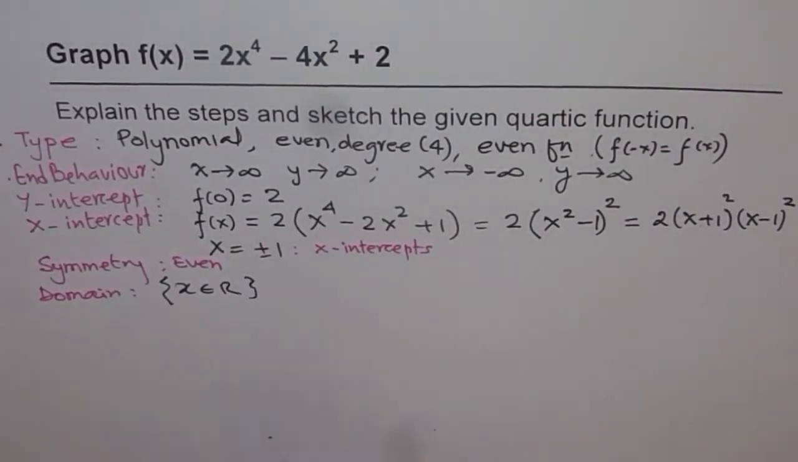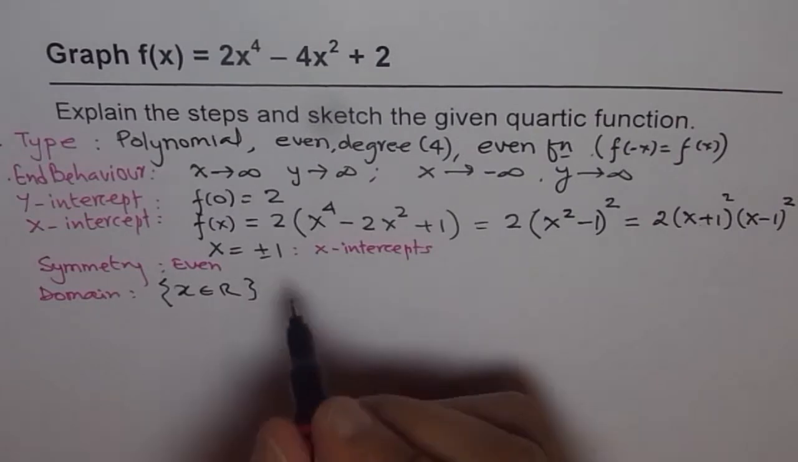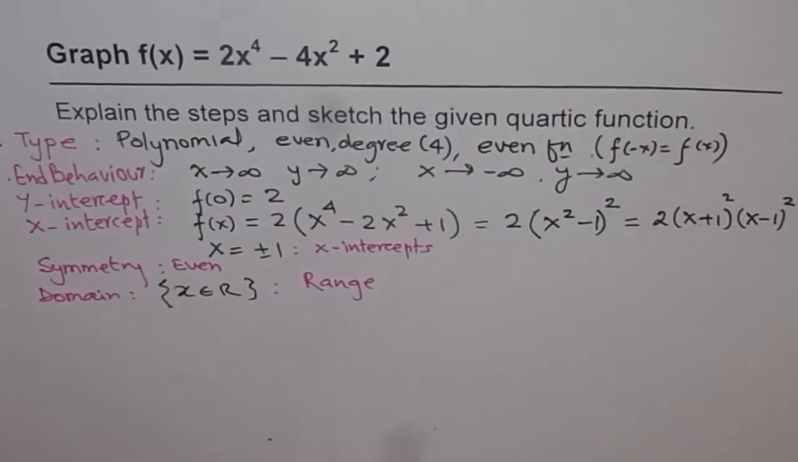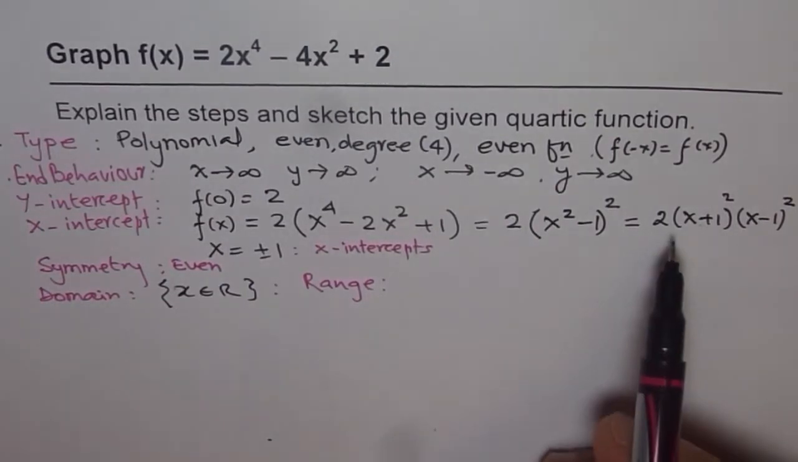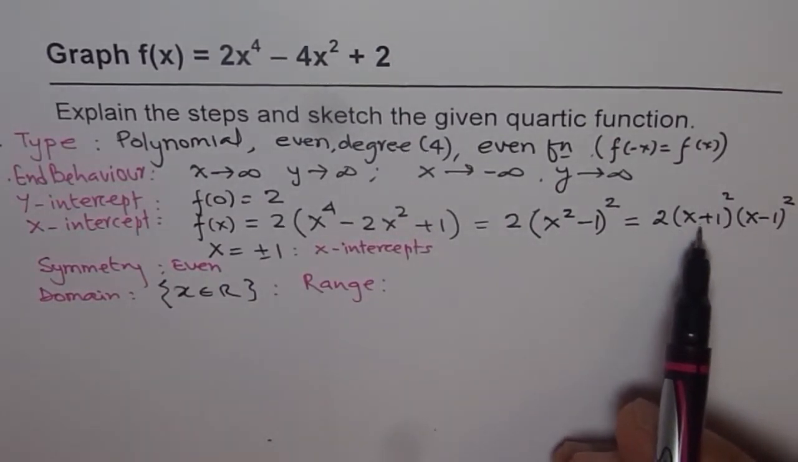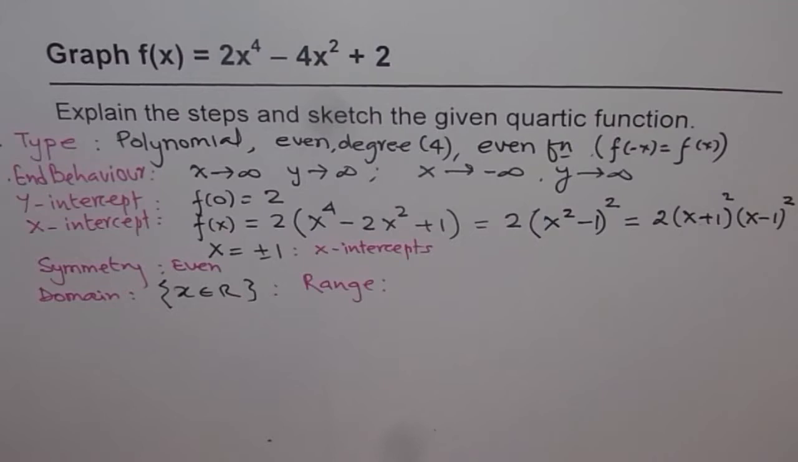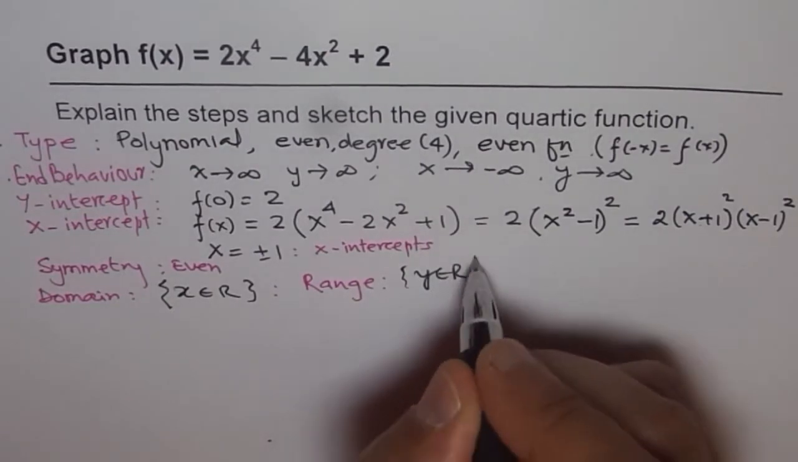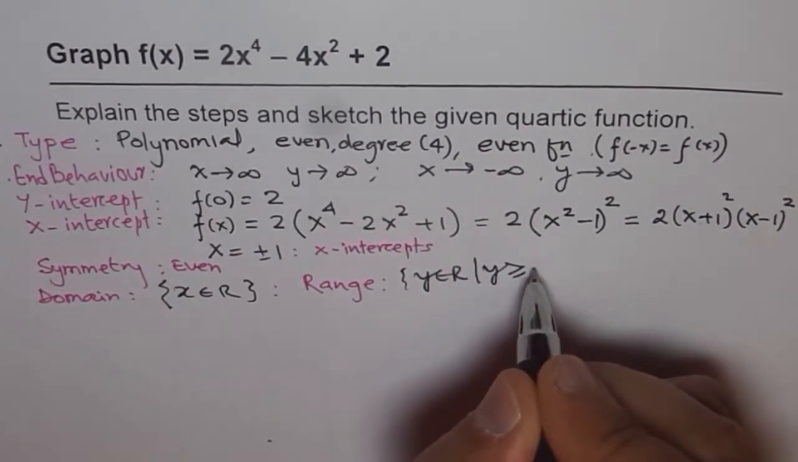And as far as the range is concerned, they do have a turning point, and at this instance we have a fairly good idea about the range. So we have both the x-intercepts and they're turning from there, so we know fairly well that the range is y belongs to real numbers where y is greater than or equal to 0, right?